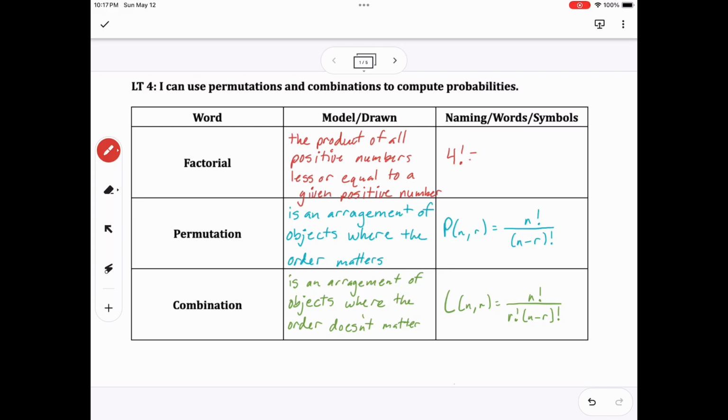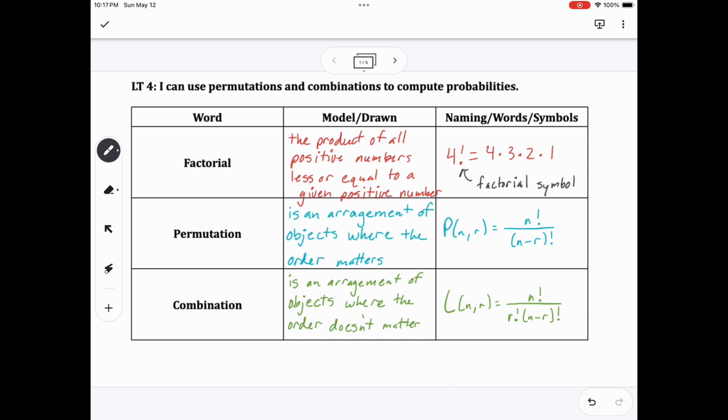Today's lesson is over permutations and combinations when it comes to probabilities. For our vocab, we have 3 vocab words. A factorial is the product of all positive numbers less than or equal to the given positive one. So here we have 4 factorial. That's what the exclamation is for. It's representing 4 times 3 times 2 times 1.